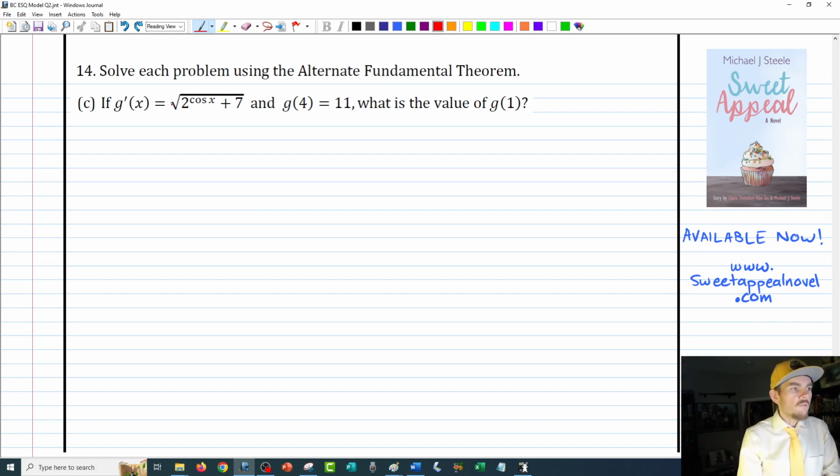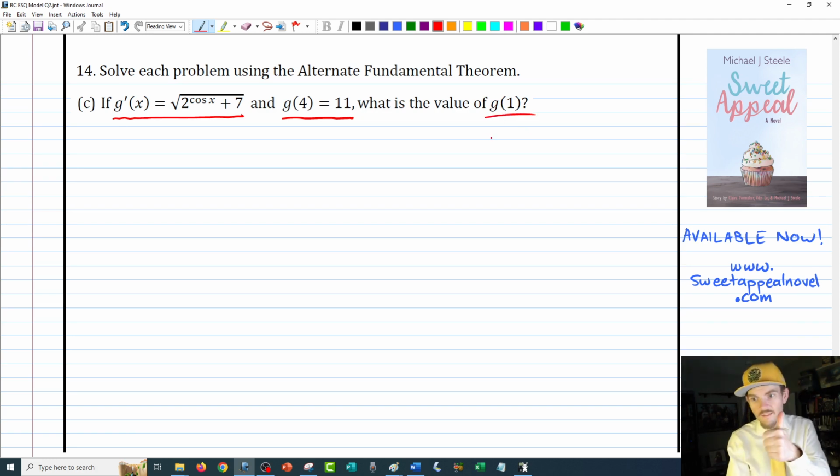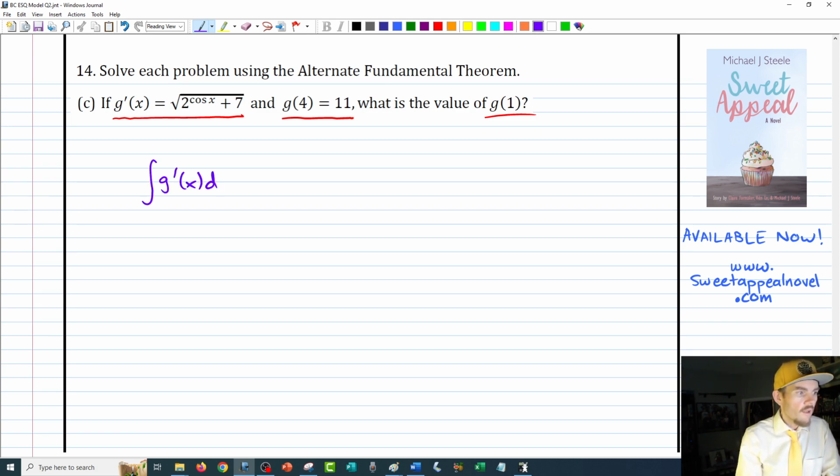So first of all, does this match the alternate fundamental theorem setup? Do we have the right ingredients to follow the recipe? We have a derivative, we have a function value, and we want a function value. That's exactly what we're looking for. So let's do this. We're going to do the integral of g prime of x dx. That's going to be equal to g of something minus g of something.